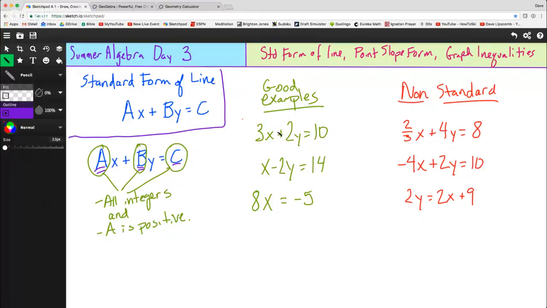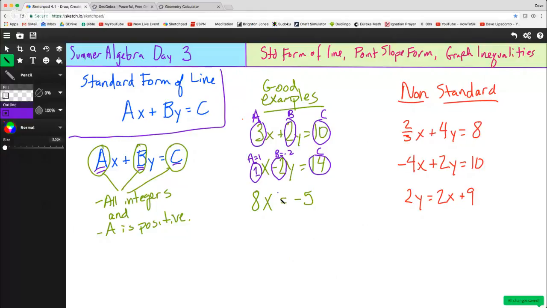2y equals 10. Our a is 3. That's our a. There's my a. My b is 2. And my c is 10. Okay, here, this is also a good example. We have an implied 1, so my a is equal to 1. My b, I take my negative, so my b is equal to -2. My a is my implied 1, and my c is 14.